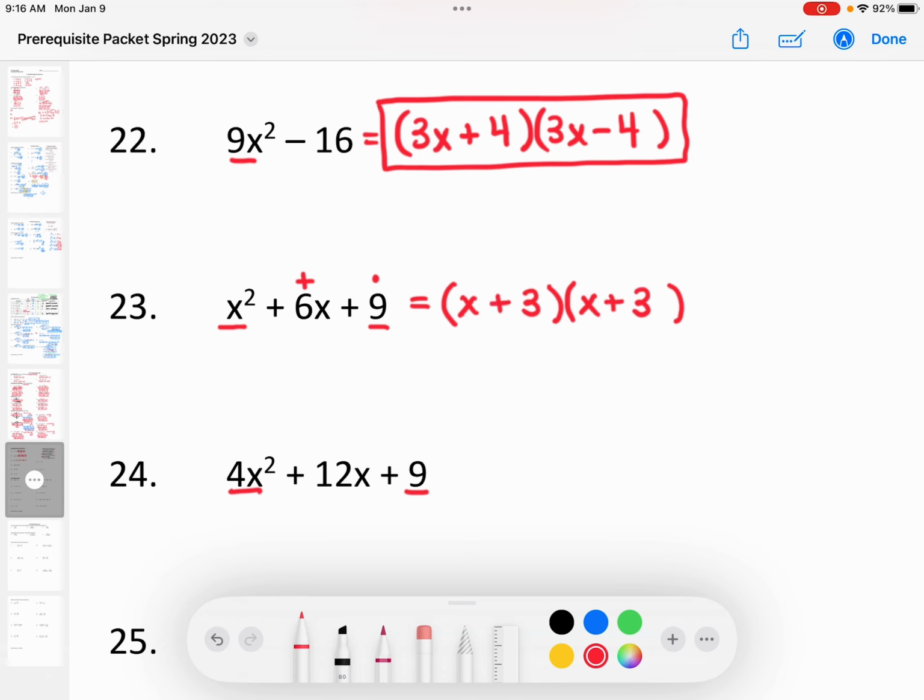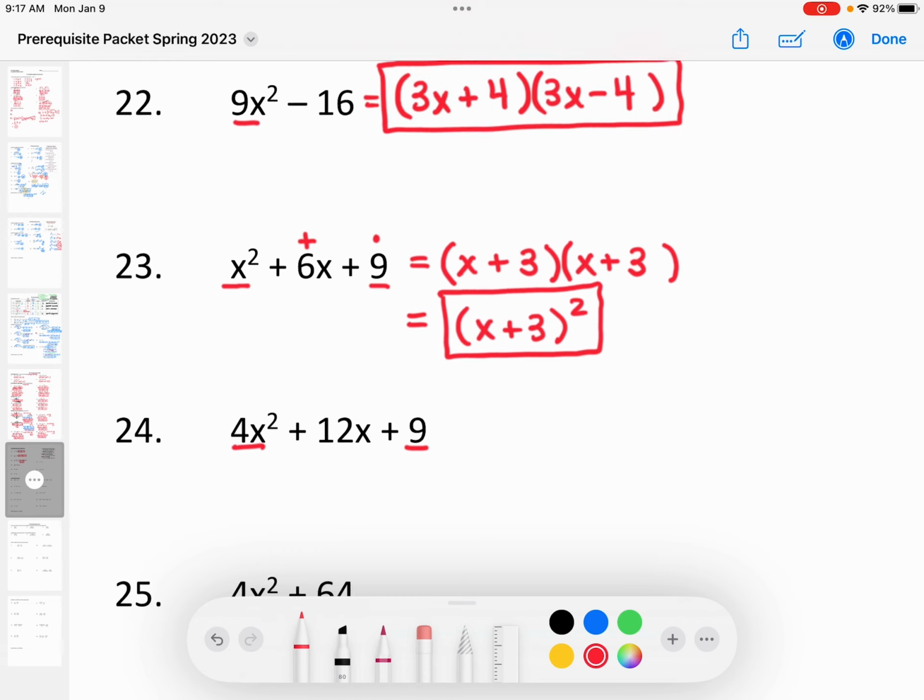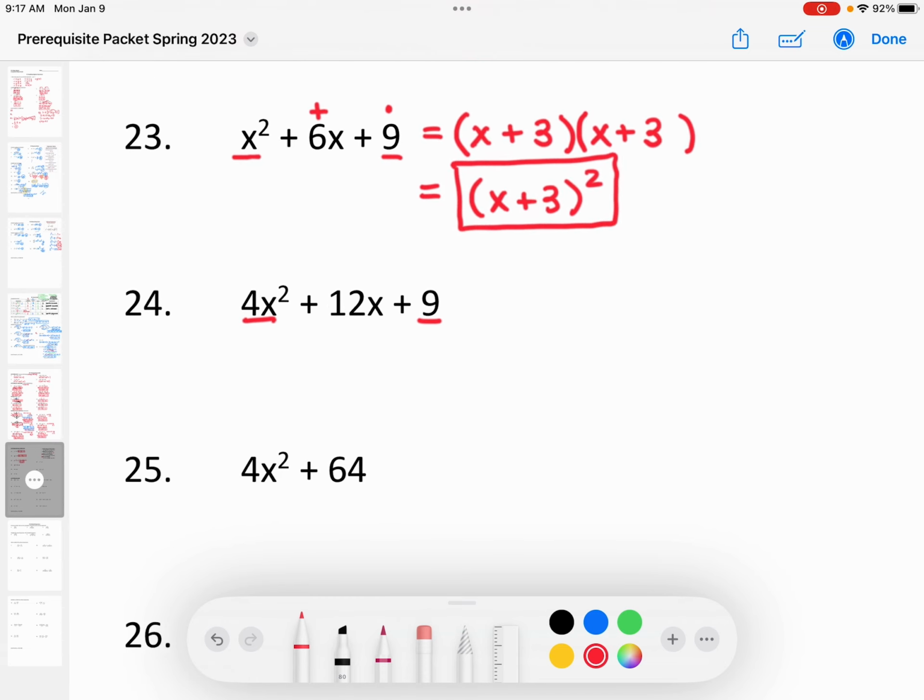And when they add together, I get the 6. The reason this is called a perfect square trinomial is because those come out exactly the same. And so you probably wouldn't need to notice that ahead of time, but I do want you to write it as a perfect square at the end.